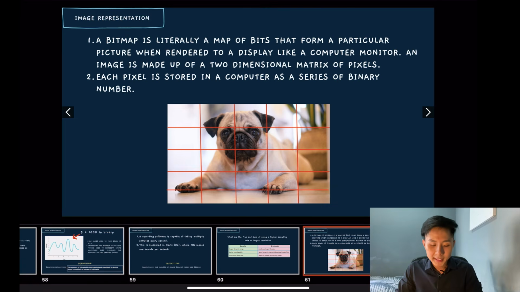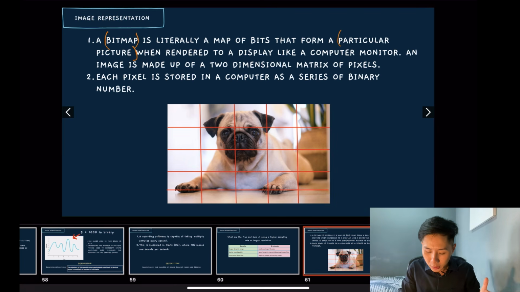Okay, so next up, having talked about how computers represent text and how they represent sound, we'll move on to image. Every image that you see now, even the video that you are seeing now, is actually represented in something called a bitmap. A bitmap is literally a map of bits that forms a particular picture. Video is just a series of pictures, rendered to display on something like a computer monitor. An image is made up of 2 dimensions, the horizontal axis and the vertical axis. And each pixel is stored in the computer as a series of binary numbers.